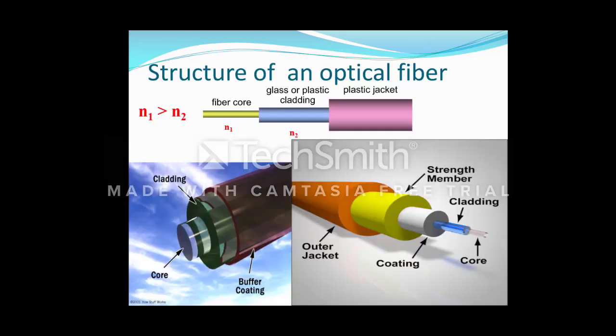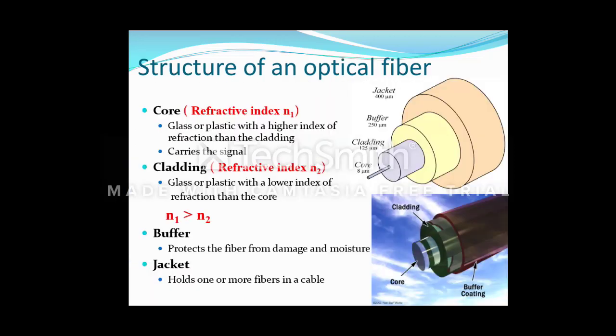So what does an optical fiber consist of? An optical fiber consists of a core at the center having refractive index n1. It is covered with another layer of glass or plastic, which is also called the cladding, and then it is surrounded by a jacket.